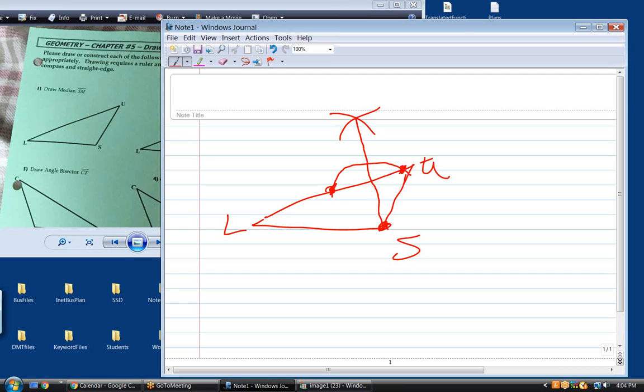Do I have to do the little 90 degrees mark or anything? Well, that means it's 90 degrees. But in terms of this problem, probably not. When you do it on here, you're going to see this arc, this arc, that arc, and that arc. And then once you connect them, it will be clear to your teacher that you did it correctly, drawing a median.